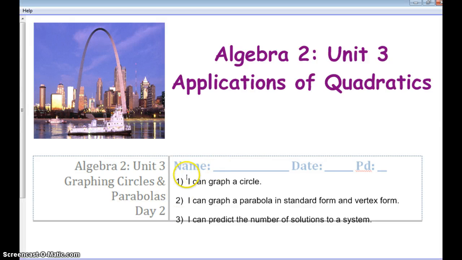Hi, Algebra 2. Today's topic in our Applications of Quadratics unit is day 2. We're going to be reviewing how to graph circles and parabolas. Our learning targets are: number 1, I can graph a circle; number 2, I can graph a parabola in standard form and vertex form; and number 3, I can predict the number of solutions to a system.